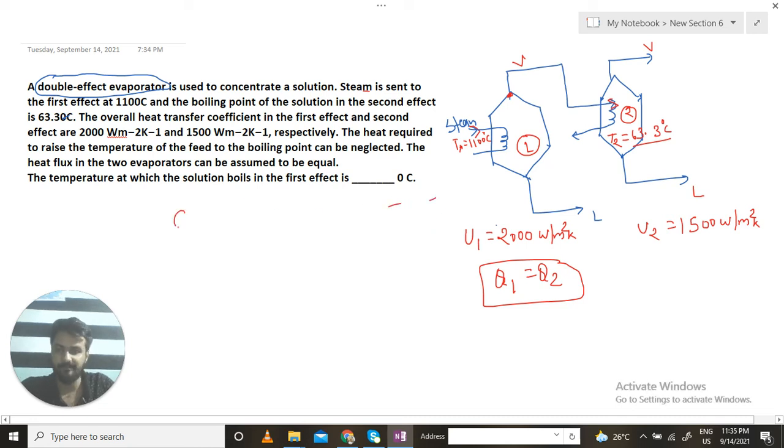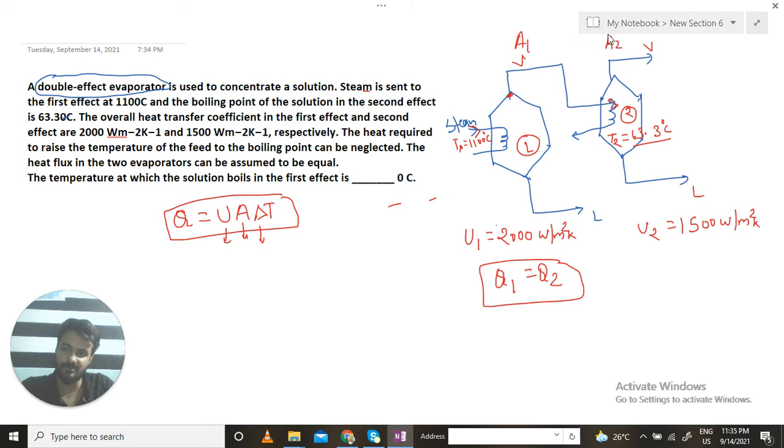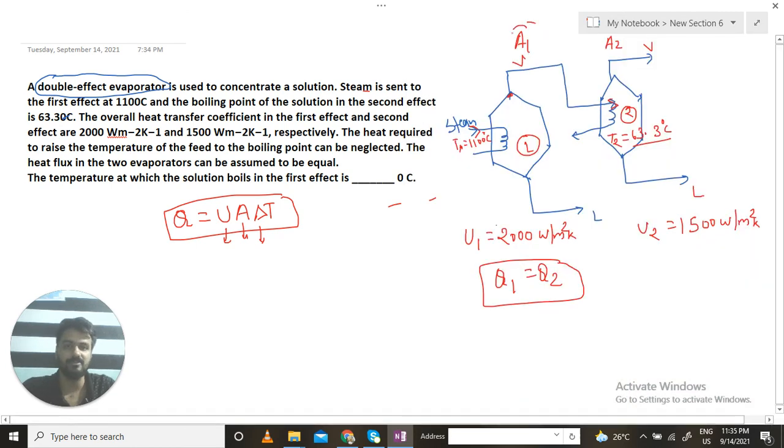So if you define the heat flux Q, that is equal to UAΔT. This is the formula you all know. U is the overall heat transfer coefficient, A is the area, and ΔT is the temperature difference. Now here, if nothing is given, then you have to assume area A1 and area A2 are the same. Generally, if nothing is given, you have to assume that the area is the same.